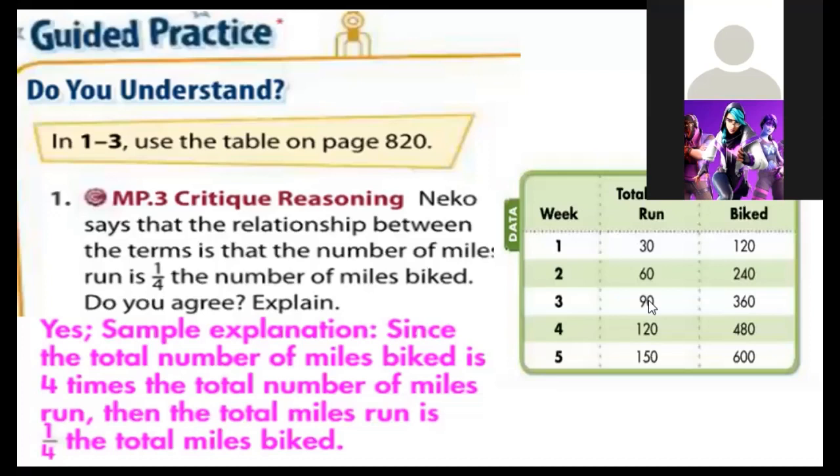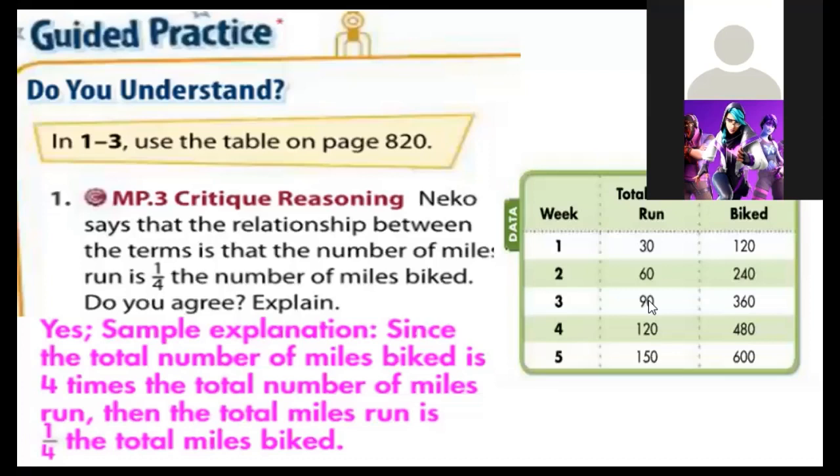Nico says that the relationship between the terms is that the number of miles run is 1/4 the number of miles biked. Do you agree? Explain. Focus on the first week. He runs 30 and bikes 120. If we divide 120 by 4, the answer is 30. Again, the second week, he ran 60 and biked 240. If you divide 240 by 4, the answer is 60. Focus on the third week and do the same operation. You will find each time that dividing the miles he biked by 4 gives the miles he ran.